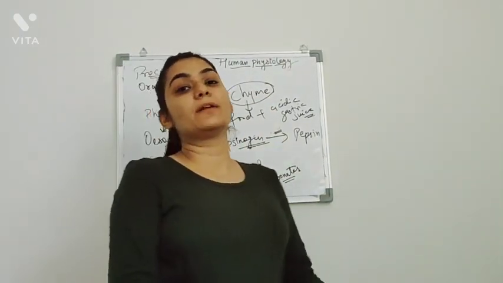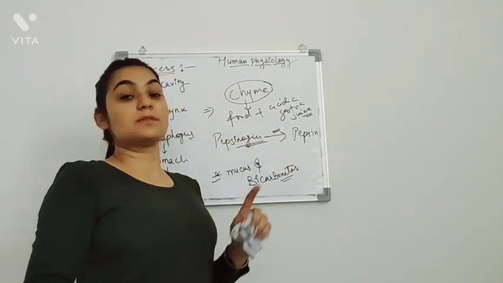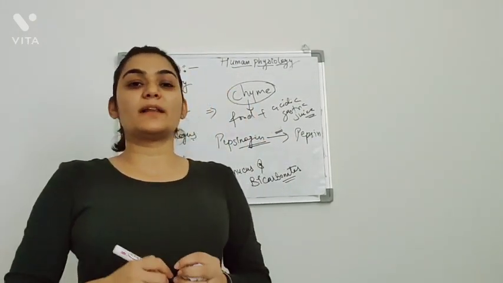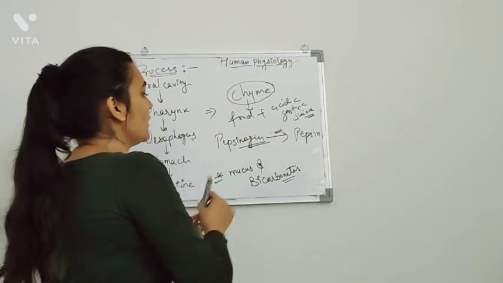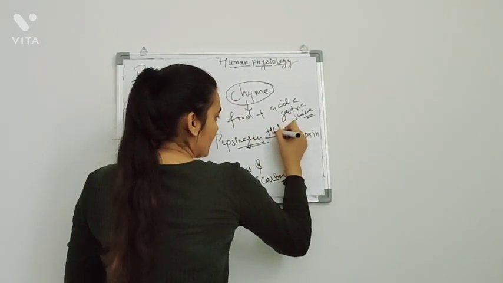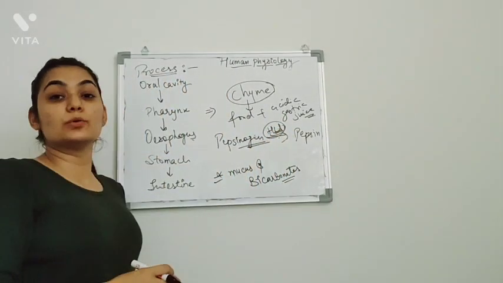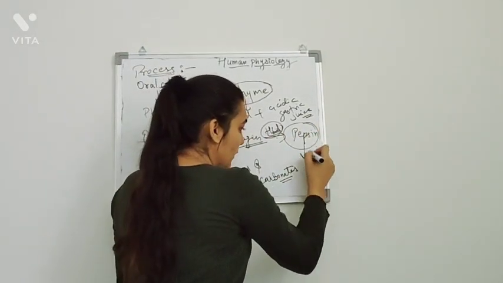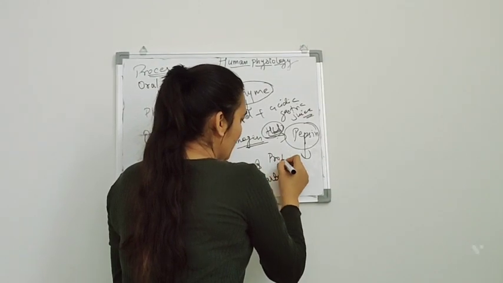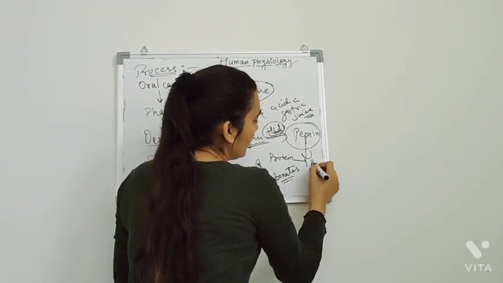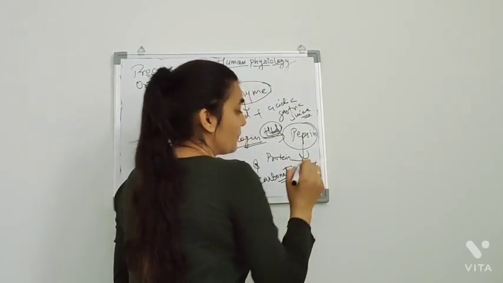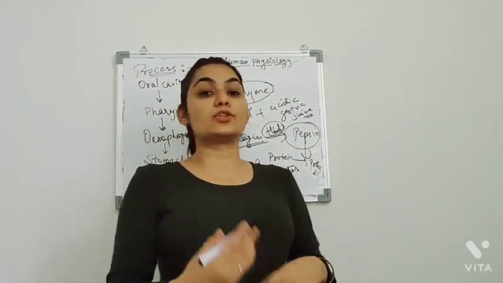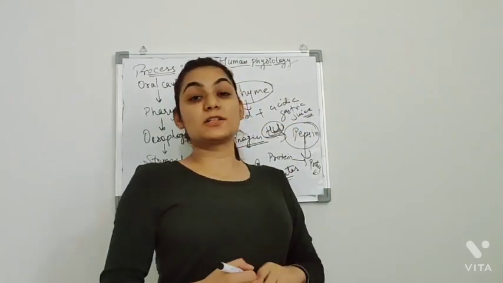Then the term is pepsinogen. The stomach has some enzymes, and the one main enzyme is pepsinogen. Then HCl is present in the stomach. The HCl converts this pepsinogen into pepsin. This pepsin helps in the conversion of protein into proteases, the smaller forms of the protein, or you can say digestion of the protein.